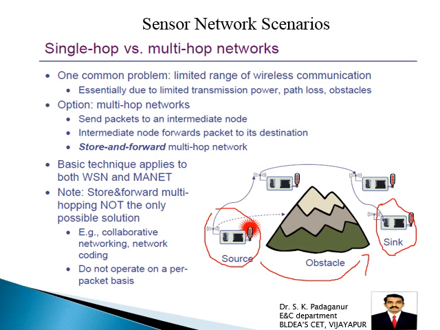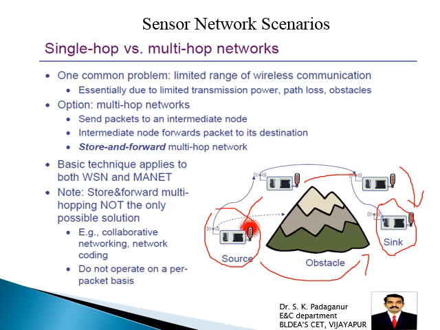See, because of the limitation, the limited range of wireless communication, it is not possible. In that case, the source will transmit data to the intermediate nodes. From the intermediate nodes, it will reach the sink. So this is called a multiple hop network. Why multiple hops? Because intermediate nodes are required to make communication between source and sink. So that's why it is a multiple hop network.